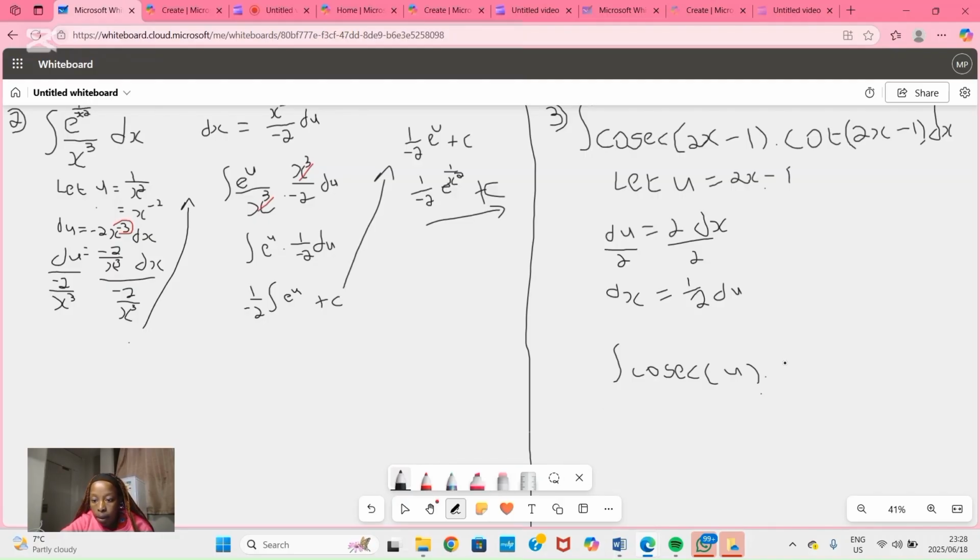We have our cot(u), and then dx. Instead of writing the dx, we have the value of dx right now. So instead of writing the dx, we will write 1 over 2 du. Then after, we have to integrate. We'll have 1 over 2.